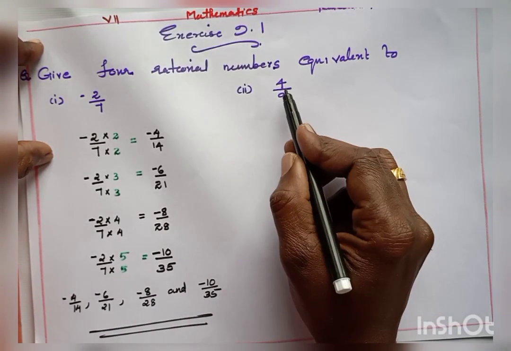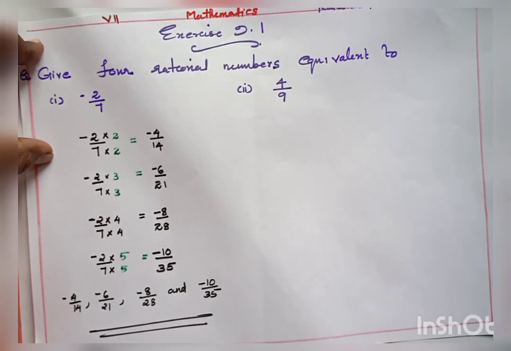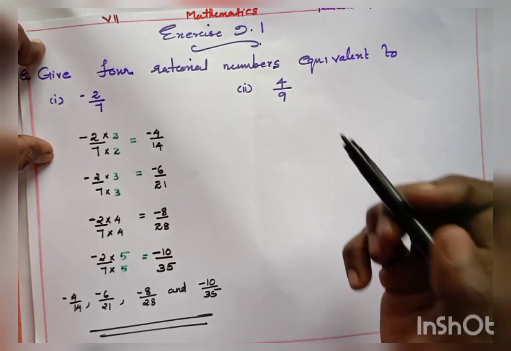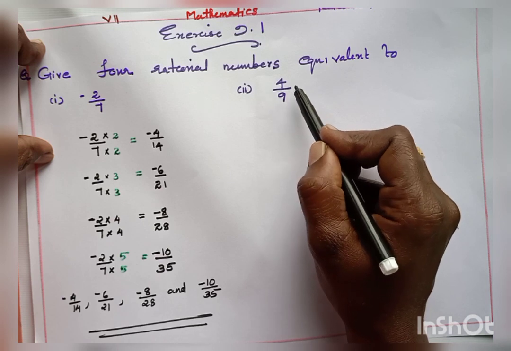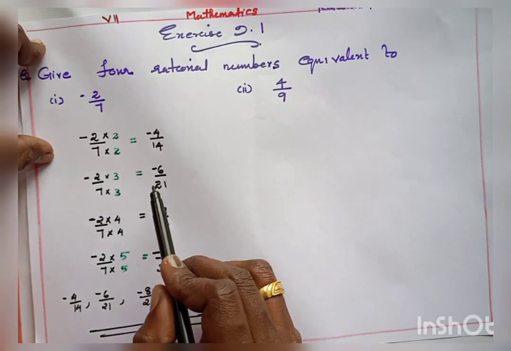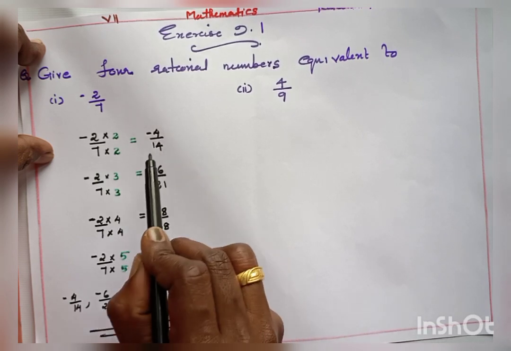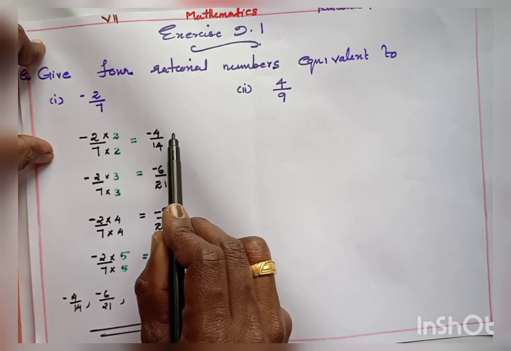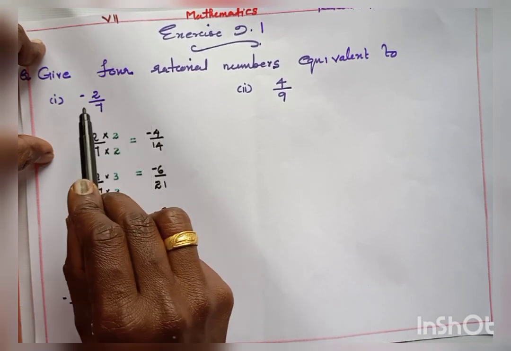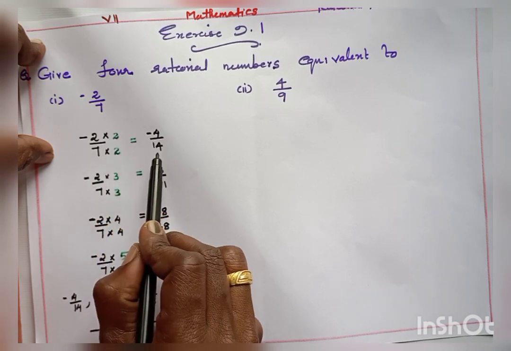Then the next number, 4 by 9. There is no common factor of 4 and 9, so we can multiply. If they have a common factor, we can divide both numerator and denominator by that common factor. See this, minus 4 by 14. Given minus 4 by 14, 2 is the common factor of 4 and 14. We can divide by 2, so that number becomes minus 2 by 7, the equivalent of minus 4 by 14.